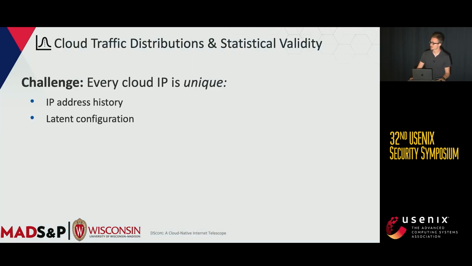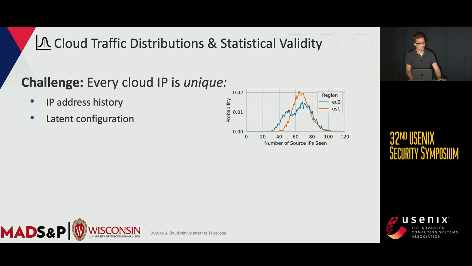Now, cloud telescopes do have a lot of advantages, but there are also challenges. Specifically, a key challenge that we faced in this work is that every cloud IP address is unique, both due to the history of when Amazon acquired those addresses, previously deployed services, and even latent configurations that still refer to those addresses and cause inbound traffic. Let's look at an example.